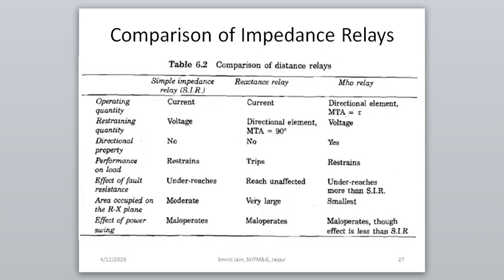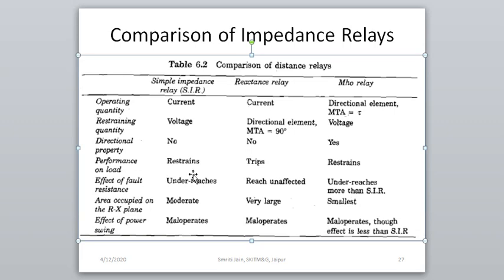Now we can see the comparison of all three relays. The operating quantity for these two relays is current, and here it is the directional element V into I cos(theta minus tau). The restraining quantity is voltage for the simple impedance relay and the Mho relay. Here it is the directional quantity. Now there is no directional property for the simple impedance and reactance relay. Only the Mho relay is directional.